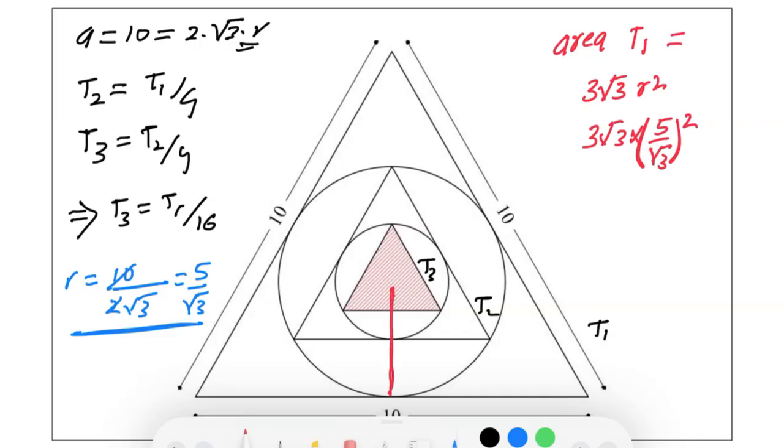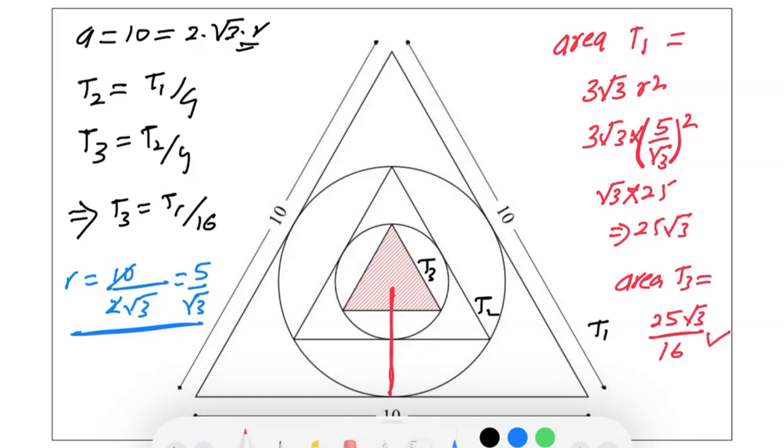So when you do the square of it, 5 square will be as it is, 3 square will get cancelled. So therefore we are left with root 3 multiplied with 25, that is 25 root 3. So now area of T3 will be nothing but a very simple answer, 25 root 3 divided by 16. That is our final answer in this case. Clear? So this is how simply we can solve the problems. Let's move to the next question.